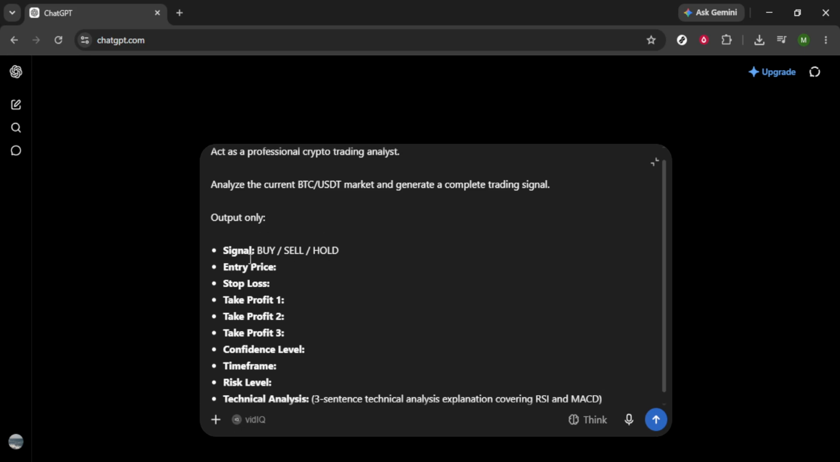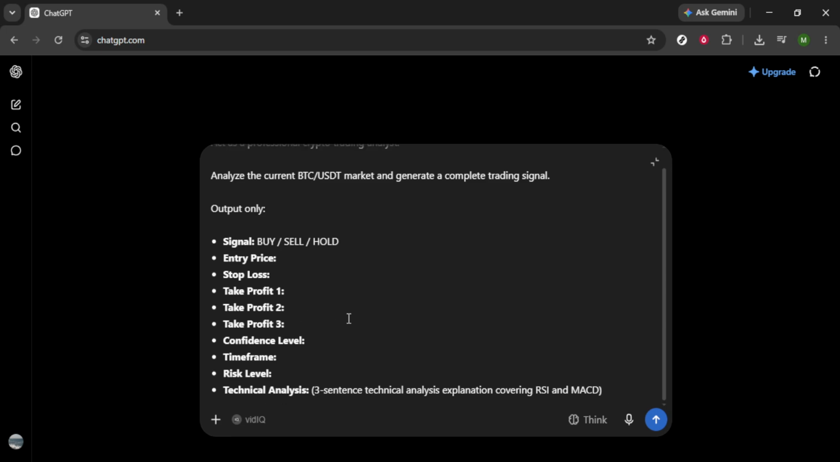signal. Once I've pasted this highly structured prompt into the chat box, I take a moment to carefully review the text to ensure everything is correct. Make sure that your instructions are precise. Any ambiguity could lead to less useful responses. After I confirm that it looks good, I move my mouse to the bottom right corner of the input field and click the Send Prompt button. This button usually resembles an upward arrow.